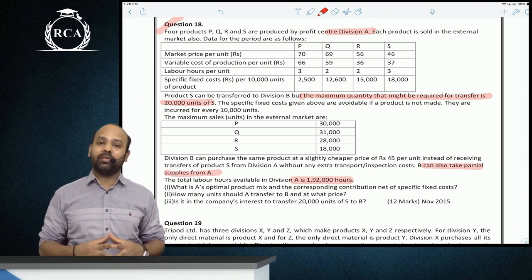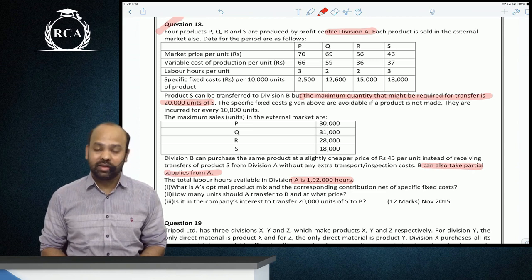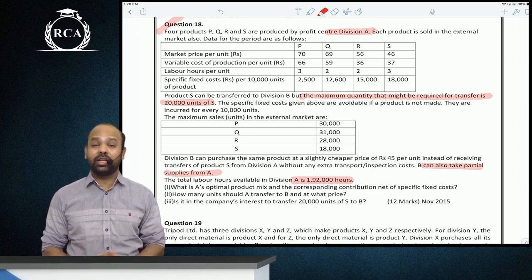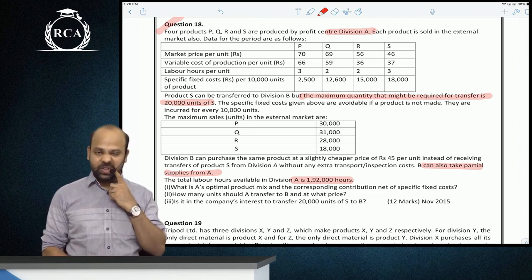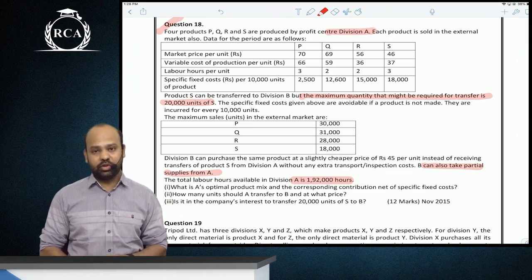We ignore the fact that we have to transfer internally. We only take external sales first and then decide what should be the resource allocation, and then we will see what our opportunity cost is.